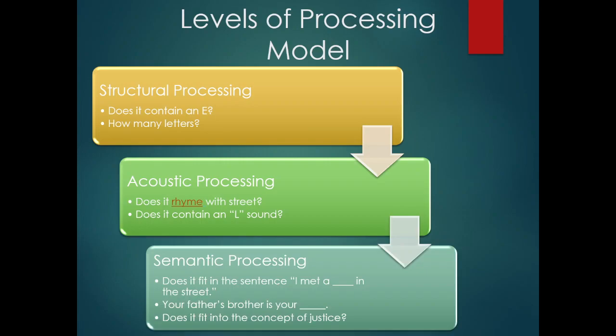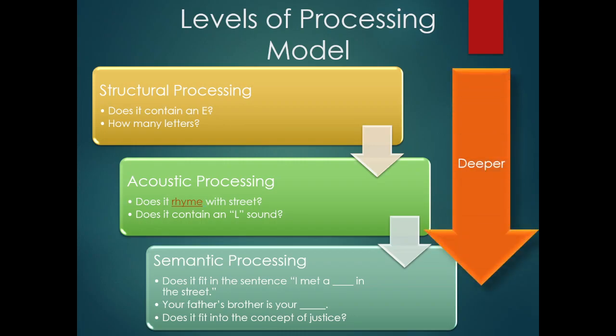And then there's semantic processing: where does it fit in the sentence, I met a blank in the street, or your father's brother is your, and you have to fill in that blank. Does it fit into the concept of justice? These are all examples of semantic processing tasks. The model says that the more deeply you process the material, the more likely you are to remember it. So semantic processing should produce better memory than acoustic processing, and acoustic processing should produce better memory than structural processing. So that's the basic model.